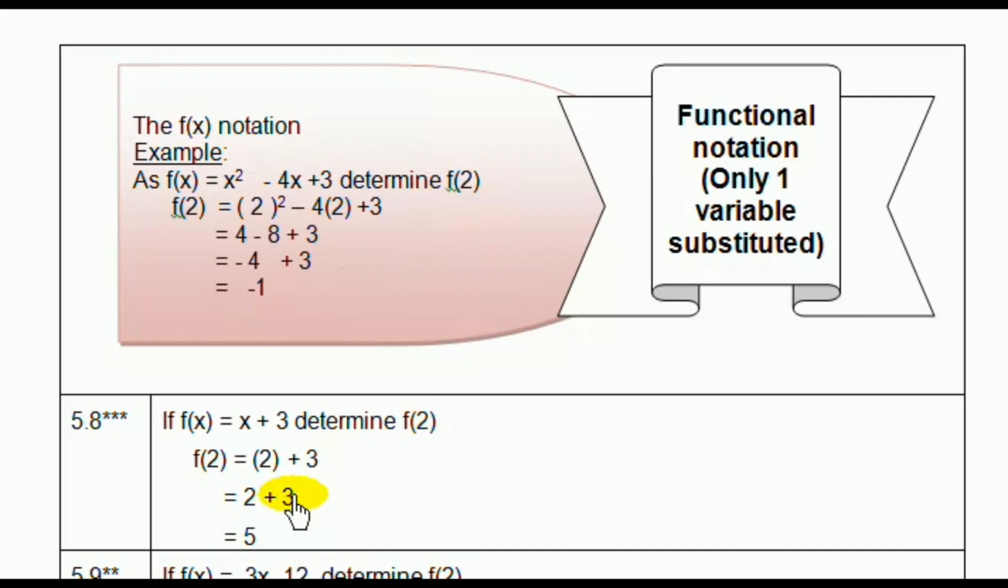Let's do 5.8 in this example as well. If f of x is x plus 3, determine f of 2. Write it underneath each other so that you can see the x becomes a 2. Make that x a 2, and your answer will then be 5. The answer is then f of 2. The function when x is 2 is a 5. And then you actually simplify till you get a nice answer.